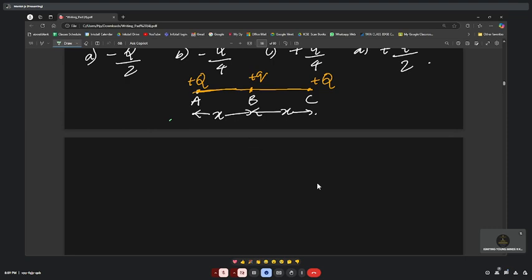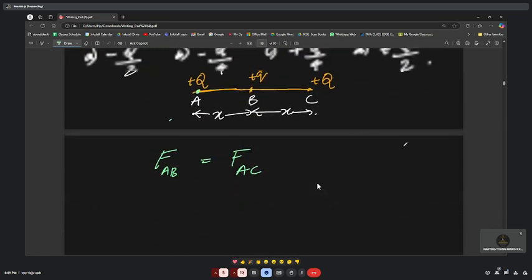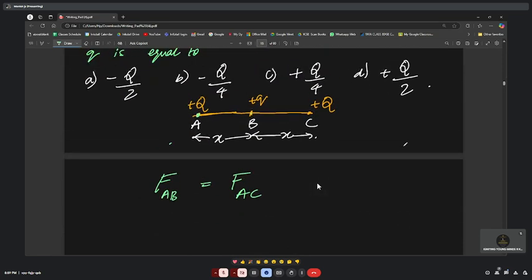Having this visualization, the force experienced by the charge at point A due to point B should be equal to the force experienced by A due to C. I repeat, FAB should be equal to FAC. That is the understanding, because the system is in equilibrium. They told us all three are in equilibrium. The meaning is this: the force experienced by A due to B should be equal to the force experienced by A due to C.